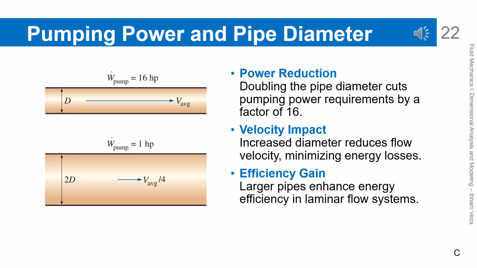Pumping power and pipe diameter. Pipe diameter has a very strong influence on the required pumping power. When the pipe diameter is increased, the flow velocity decreases, and energy losses are greatly reduced. Theoretically, doubling the pipe diameter can reduce pumping power by a factor of 16 for laminar flow. This shows the importance of diameter optimization in system design. Proper diameter selection can significantly improve energy efficiency.